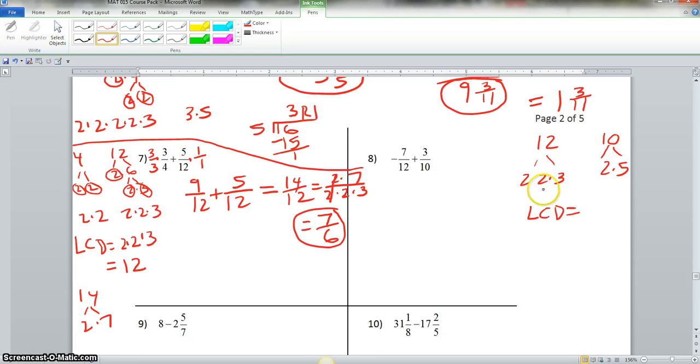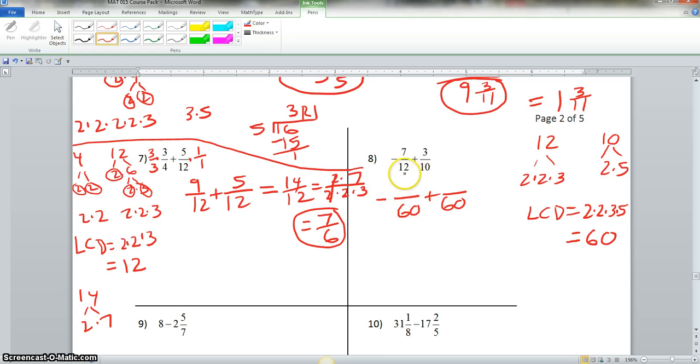Now we look here, both of these have 2's, but the 12 has more 2's than the 10 does. So we bring down those two 2's. We have one 3 and also one 5. So now we multiply this. This will give us 60. So our common denominator of both of these fractions is 60.